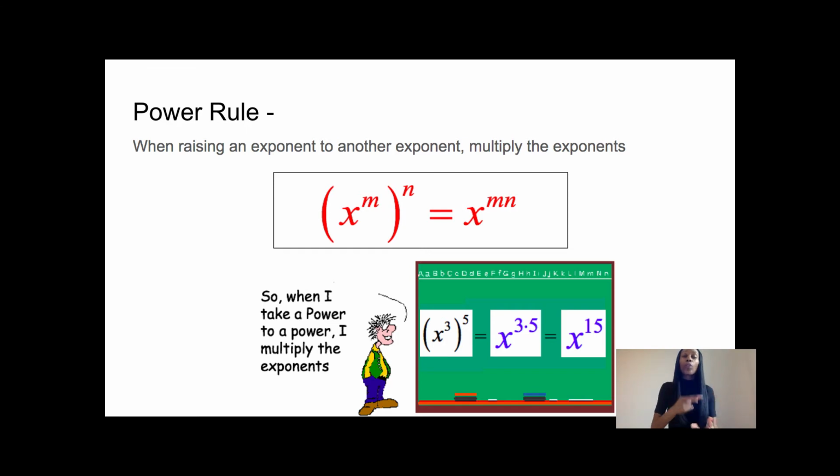Do not confuse power rule with product rule. I've seen that done. I've seen that misconception. With the product rule, you're already multiplying with the same base. So you keep the base, add the exponents. With the power rule, an exponent is being raised to another exponent, so you multiply the exponents. Be very careful with that.